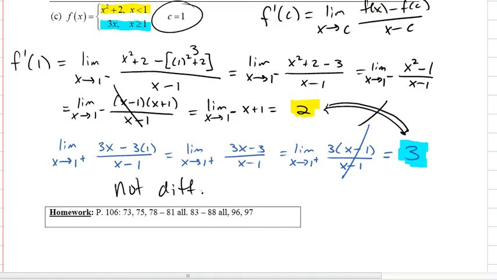Okay, well, this concludes 2.1, derivative and differentiability.